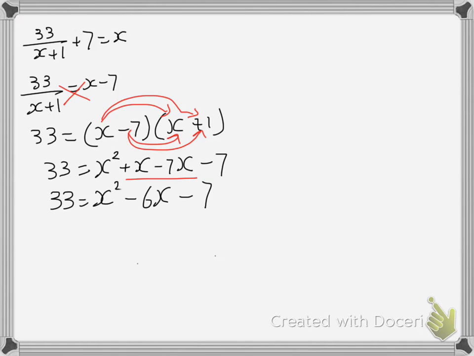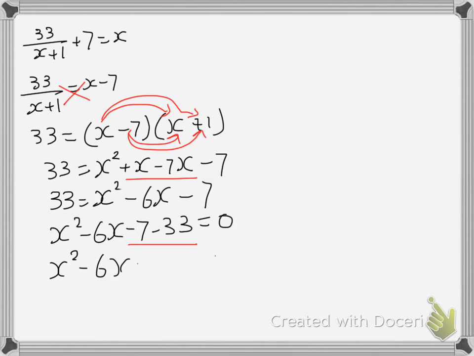Now the next step, I've got a quadratic equation because I've got x squared. To solve any quadratic equation, it must equal 0. So that's why I'm going to take the 33 to the other side, so it becomes minus 33 and it's equal to 0. I've got negative 7 and negative 33 are like terms, so adding them together gives me negative 40.